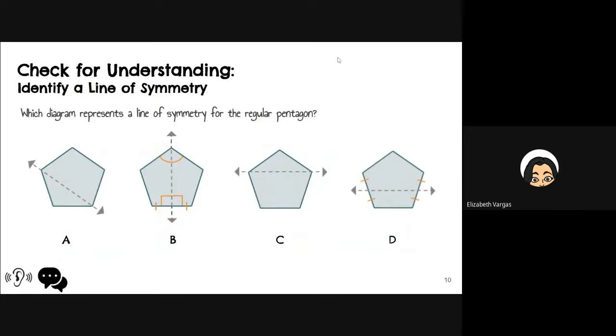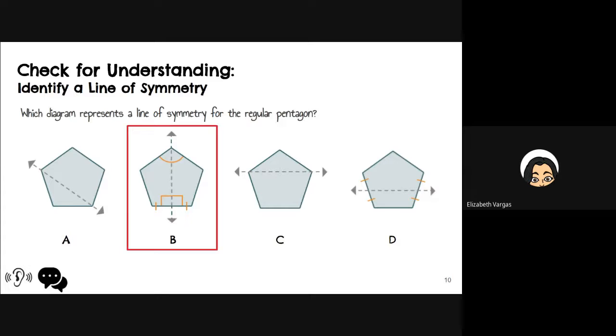And so I want to ask you guys, which diagram represents a line of symmetry for this pentagon? Is this a line of symmetry? Is this a line of symmetry? This or this? I'll wait for one person in the chat box. Which of these represents cutting that figure directly into 2 congruent sides? Naomi says B. Anyone else have any guesses? Anyone else agree, disagree? Seems like everybody agrees. And Naomi is correct.